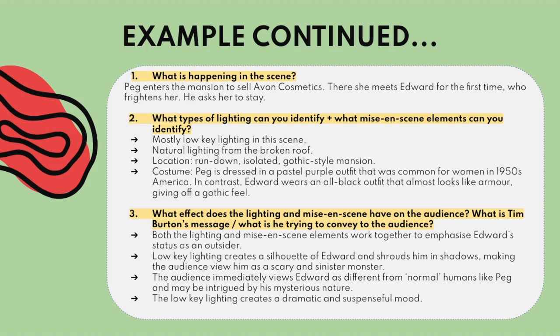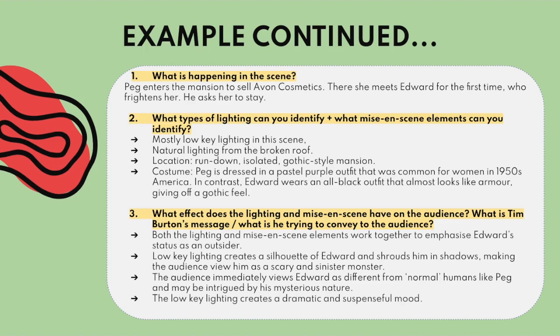And costume is another mise-en-scene element. So Peg is dressed in like a pastel purple outfit that was common for women in the 1950s in America. On the flip side though, Edward's wearing like an all black outfit that almost looks like armor. There's little rings, and with those scissors, or those scissor hands that he has, makes it look like he's going to war or something. Really armor-like, gothic style clothing that Edward is wearing.